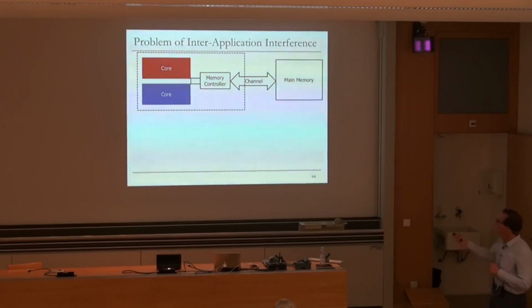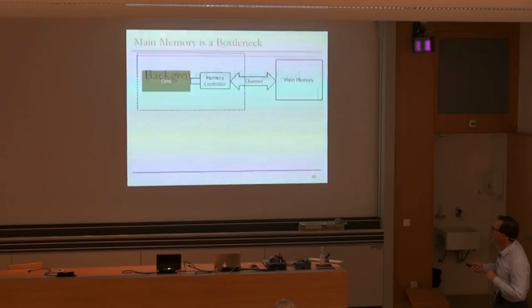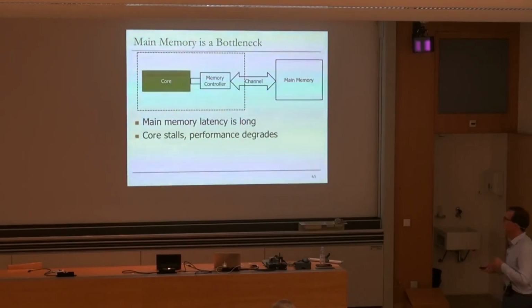Okay, basically the problem is inter-application interference. You have different applications, and their requests interfere at the main memory. Actually, I don't know if I covered the previous slide. Let me finish this because it moved, I think. Main memory latency is long. Because main memory latency is long, the core stalls and performance degrades.